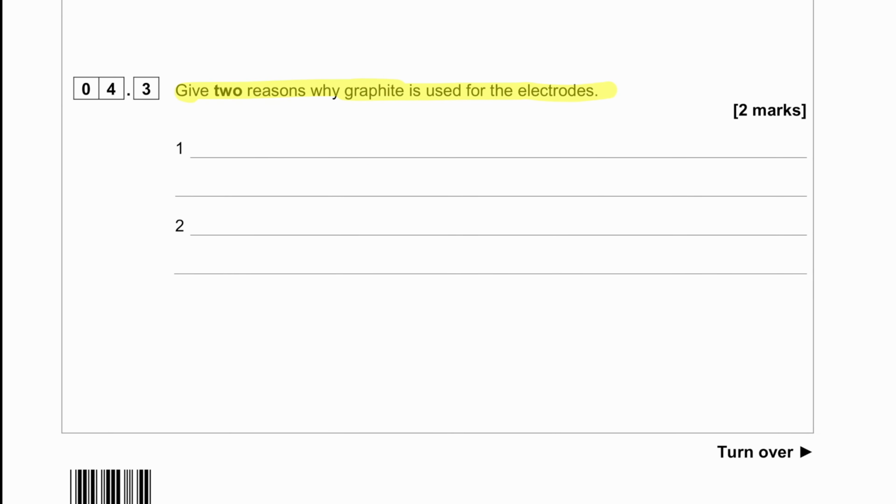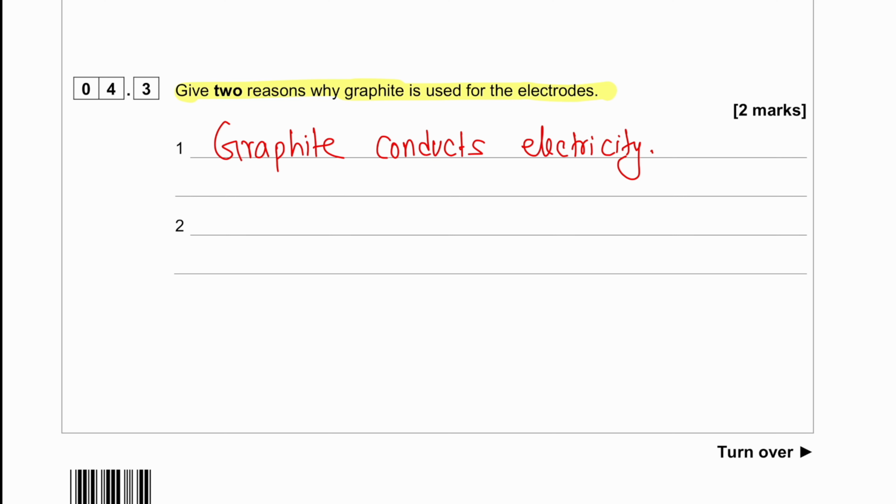Give two reasons why graphite is used for the electrodes. Okay, one of the biggest reasons why we use graphite is that graphite is a very good conductor of electricity. And the second reason we would want to use graphite is because it's very inert or unreactive. We want our electrodes to be very unreactive in order for them to not react with the electrolytes that they are in contact with.